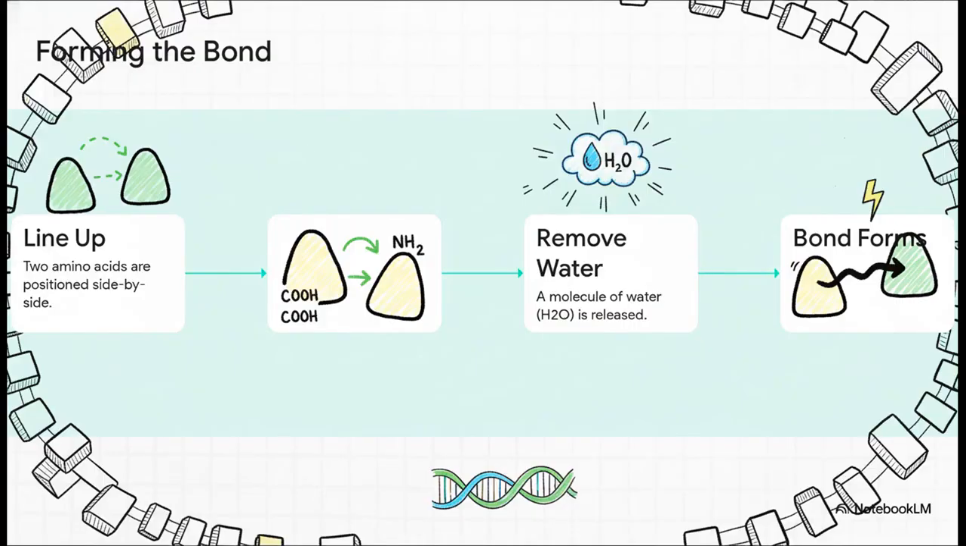The whole process is so elegant. You just line them up, the carboxyl end of one meets the amine end of its neighbor, a little molecule of water leaves the party, and bam, you've got a peptide bond. That gives you a dipeptide, two linked together. And then this just happens again and again and again, adding one more link to the chain each time, building this long string based on instructions from our DNA.